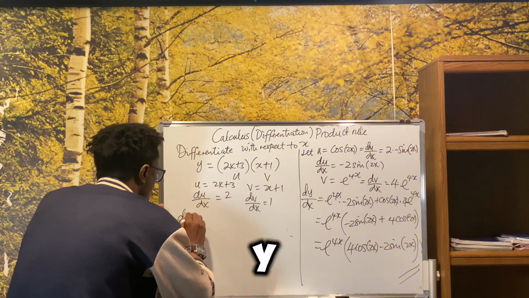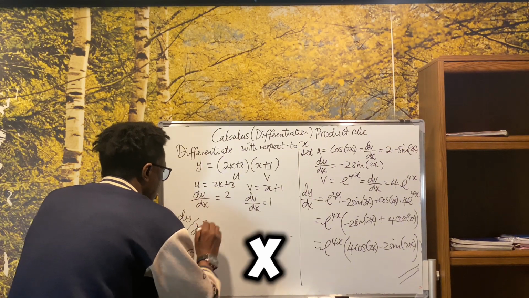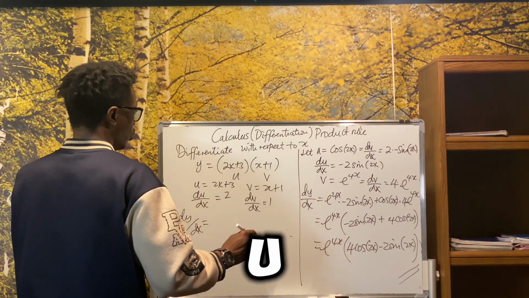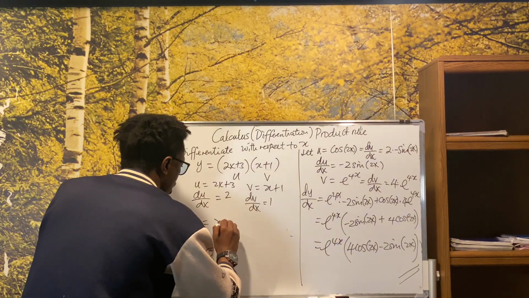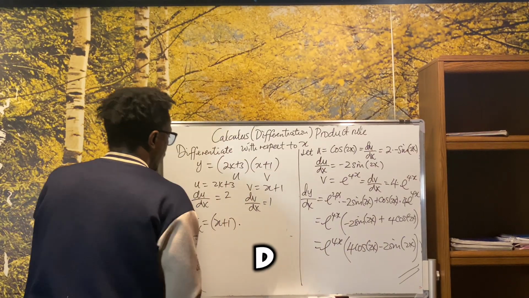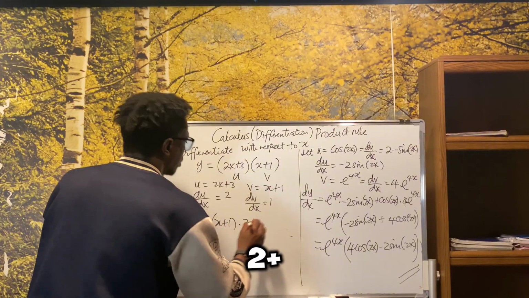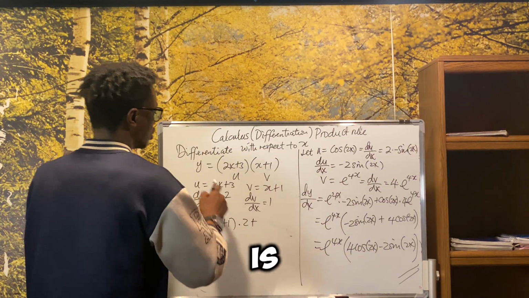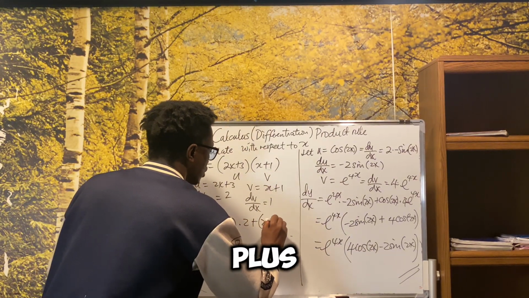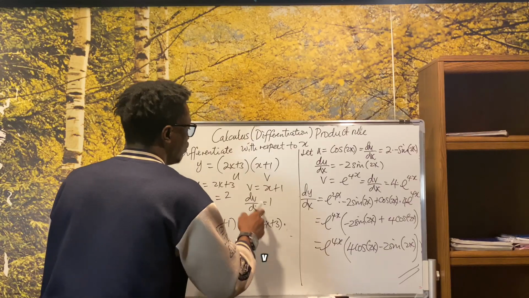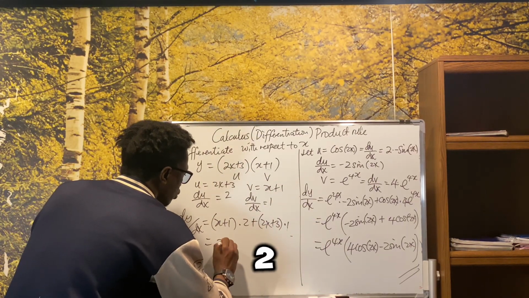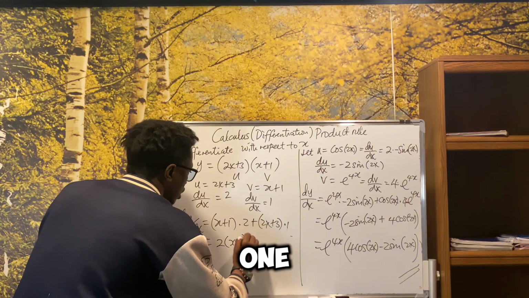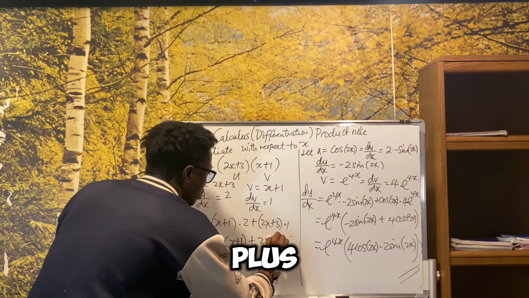So you have your dy over dx equals v du. Remember the formula. v du. v is what? x plus 1. du is 2, plus u dv. u is what? 2x plus 3. And my dv is what? 1. Okay? So your answer becomes 2 into x plus 1 plus 2x plus 3.